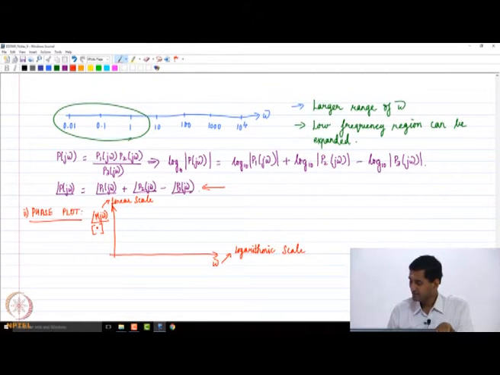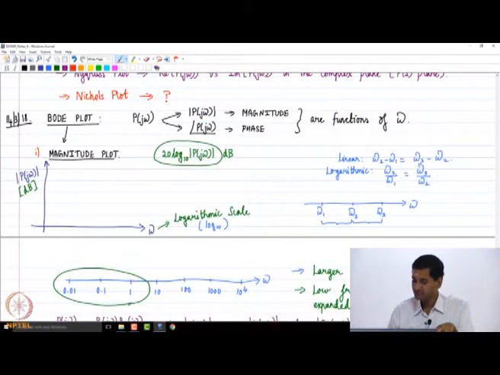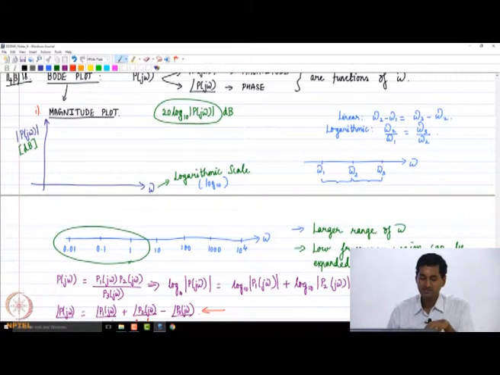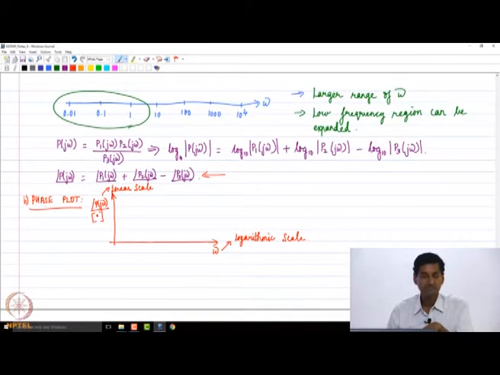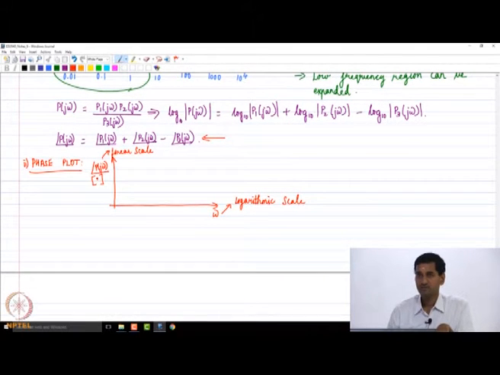So the Bode plot has two plots, the magnitude plot and the phase plot. The magnitude plot plots the magnitude of the sinusoidal transfer function in decibels versus omega on the x-axis, or abscissa, using a logarithmic scale, and the phase plot plots the phase of that sinusoidal transfer function in degrees versus omega, once again on a logarithmic scale on the abscissa. That is what happens with the Bode plot.